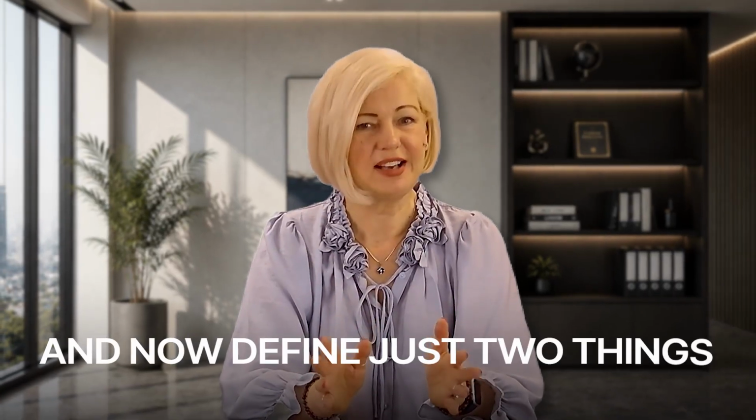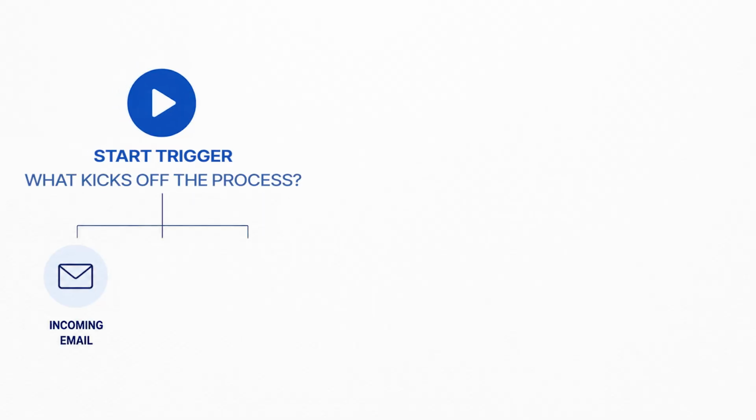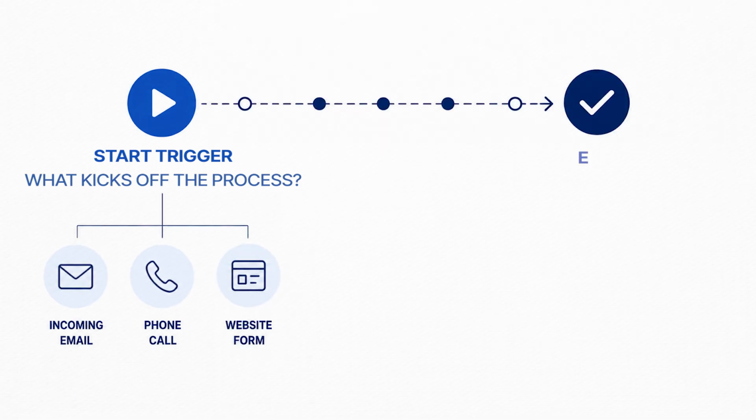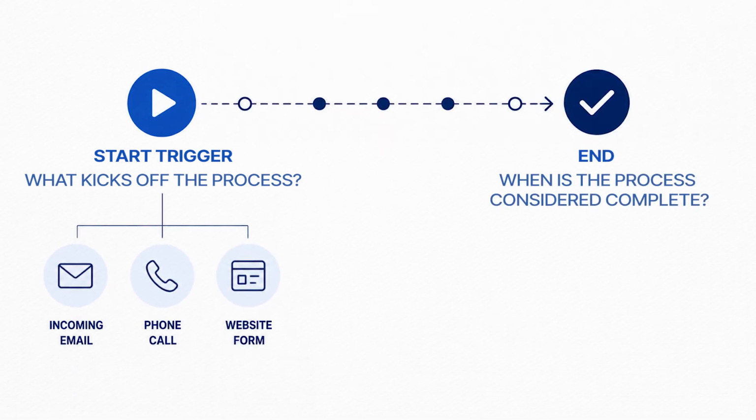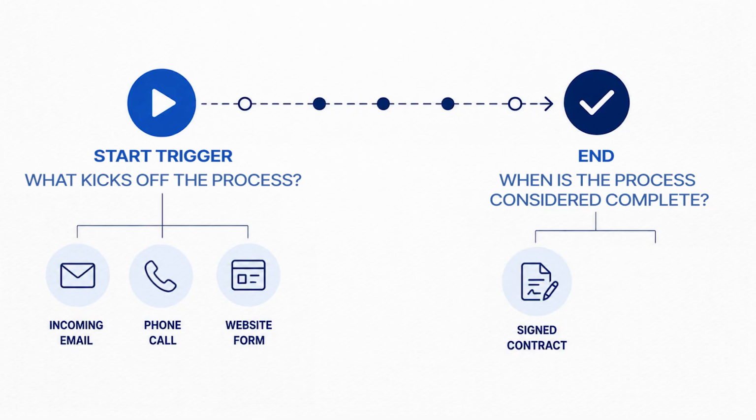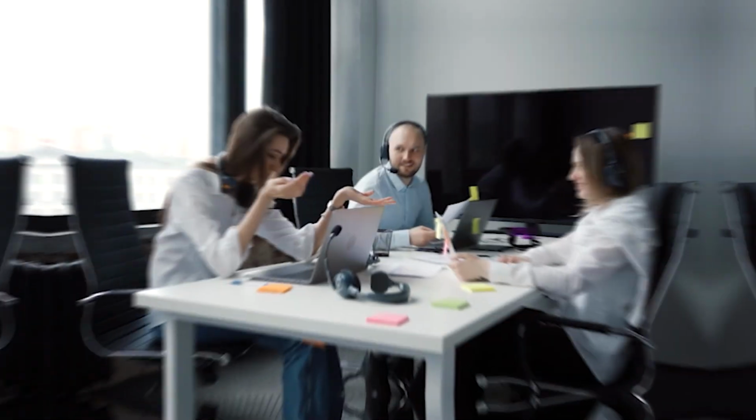And now define just two things: the start, the trigger, what kicks off the process. For example, an incoming email, a phone call, or a website form. The end, when is the process considered complete? For example, a signed contract or a confirmed order. Everything that happens between those 2 points is your process. That is the team's work in action.